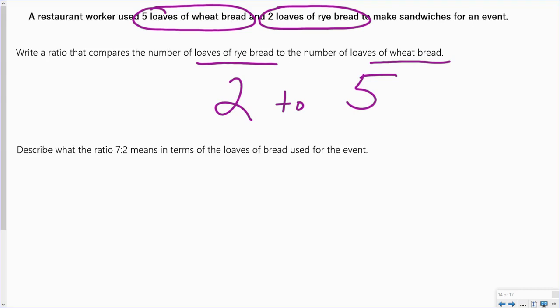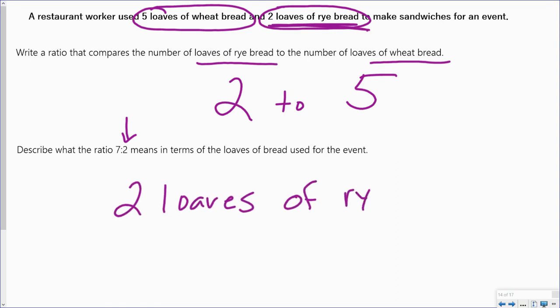Now here it says describe the ratio of 7 to 2, and what does that mean in terms of loaves of bread used in the event? Well, I know that the 2 represents my loaves of rye bread. So it'd be 2 loaves of rye bread. And that's, like we said, that 2 right there.